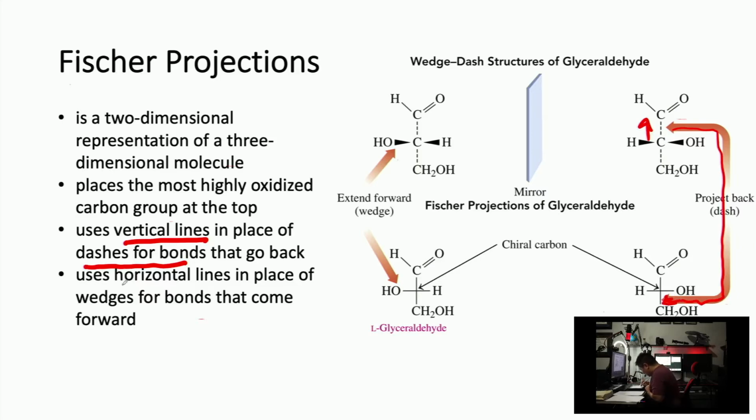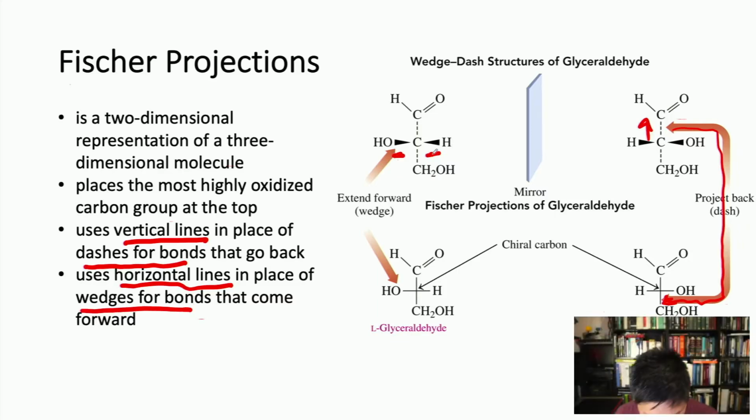And if you have horizontal lines, those represent the wedge bonds. And remember, the wedge bonds means that it's coming out at you, not going back into the board, or the piece of paper, when you're looking at it. So those are going to be horizontal lines, right?